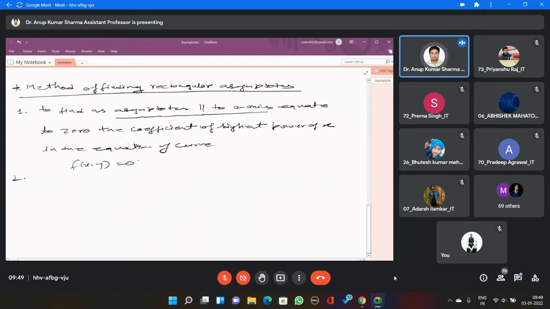So to find the asymptotes parallel to the x-axis, you have to equate the coefficient of the highest power of x. There may be x cube, x square present, so you just choose the highest power and equate it to 0. You will get the asymptotes of the curve which are parallel to that axis. Similarly, if you are going to find the asymptotes parallel to the y-axis, equate the coefficient of the highest power of y to 0. In a similar manner, the equation of the curve will directly come into the problem. These are the important points to remember.